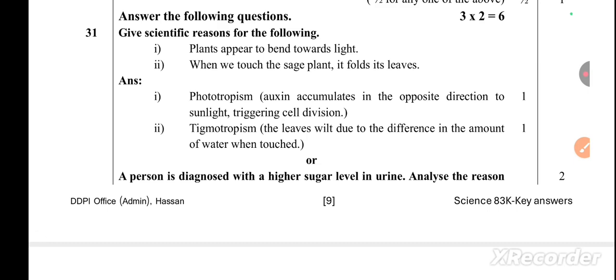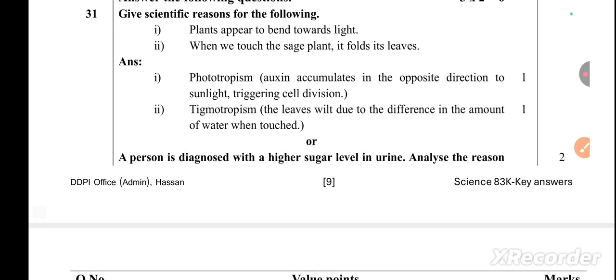Answer the following questions, each carrying 2 marks. Total 3 questions are there for 6 marks. 31st question. Give a scientific reason for the following. First one, plants appear to bend towards light. Why do they bend? Phototropism. Auxin accumulates in the opposite direction to sunlight, triggering cell division.